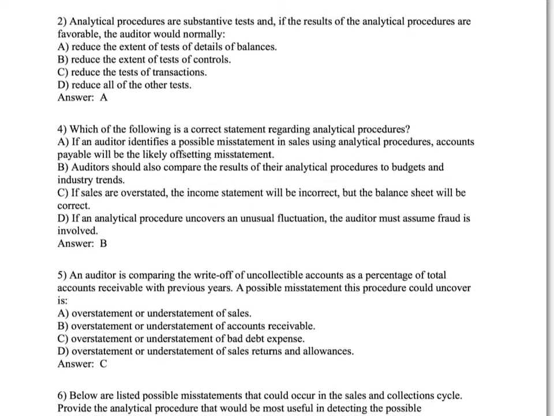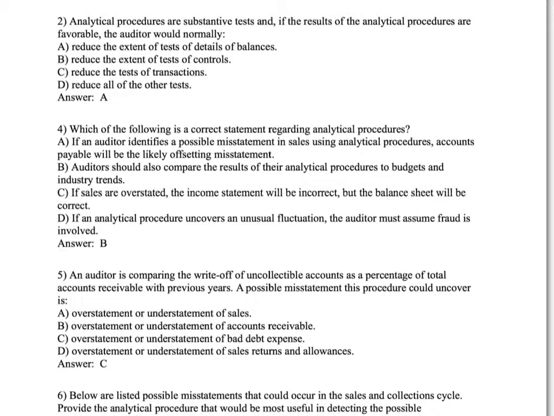Number 3, analytical procedures are substantive tests, and if the results of the analytical procedures are favorable, the auditor would normally reduce the test of the detailed balance. So again, if you can rely more on those substantive analytical procedures, you can reduce the detailed test of balances that you'd be doing. Number 4, which of the following is a correct statement regarding analytical procedures?